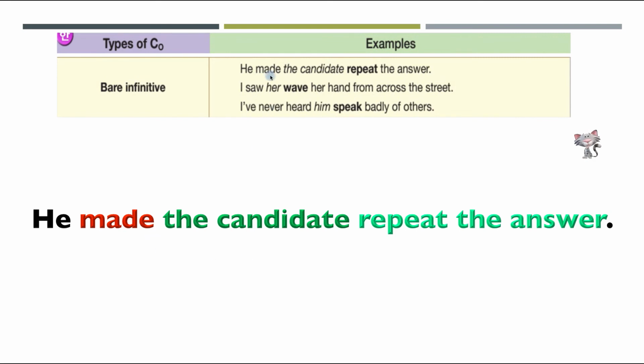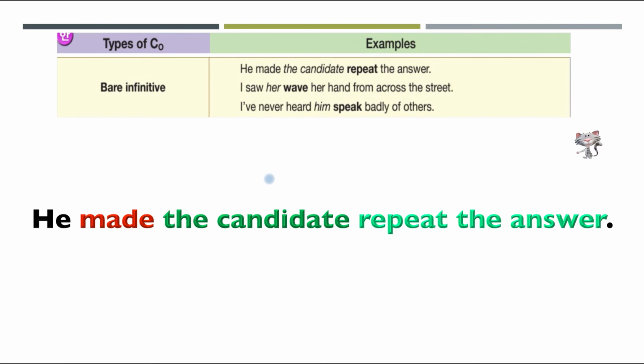So this depends upon the verb made, because he made the candidate repeat the answer. If it was wanted, he wanted the candidate to repeat the answer. Also, he let the candidate repeat the answer. So let only allows bare infinitive. Also, he had the candidate repeat the answer. The verbs make, let, have allow only bare infinitive. And see, hear, feel, those kinds of verbs allow only bare infinitive. So Yonghi's very good at this.